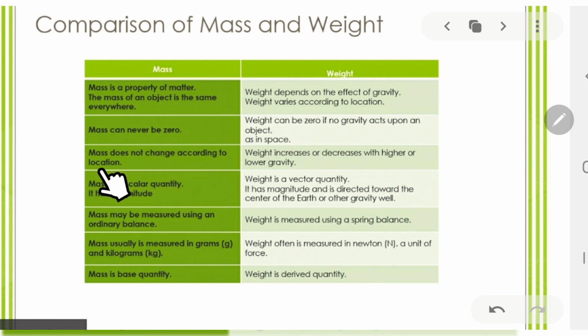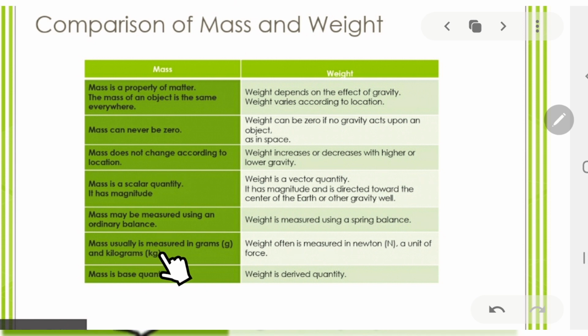Perbezaan yang ketiga, mass does not change according to location. Okay, but weight increases or decreases with higher or lower gravity. Okay, mass is a scalar quantity. Because of that, it has a magnitude. But weight is a vector quantity. It has a magnitude and is directed toward the center of the earth or other gravity well. Next comparison, mass may be measured using an ordinary balance, but weight is measured using a spring balance.